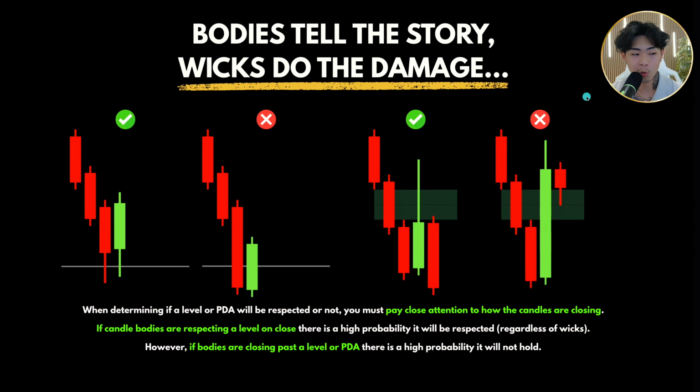So wicks do the damage, bodies tell the story. Whenever you're trying to determine if a level is getting respected or not, don't look at the wicks, look at where the body closes. So if candle bodies are respecting the level on close, there's a high probability it will be respected regardless of wicks. However, if bodies are closing past a level or PD array, there is a high probability it will not hold.